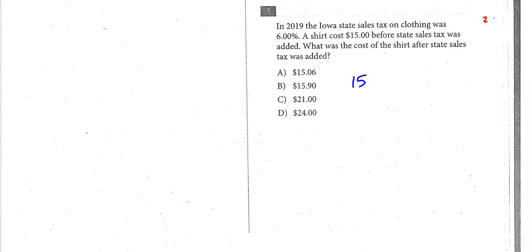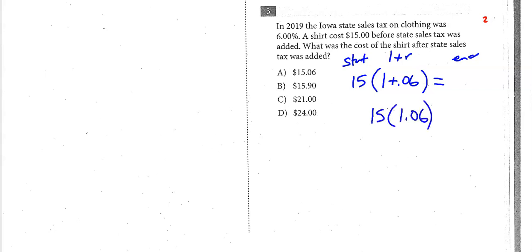You have a $15, so this is our start. And tax is an increase. So I'm going to go 1 plus the percentage. So 1 plus 0.06. And then that should give us the ending amount. So you could use your calculator and do 1.06. Some of you might just quickly be able to do 6% of 15 in your head. 6 times 15, that's 90. So it looks like the correct answer is going to be B.